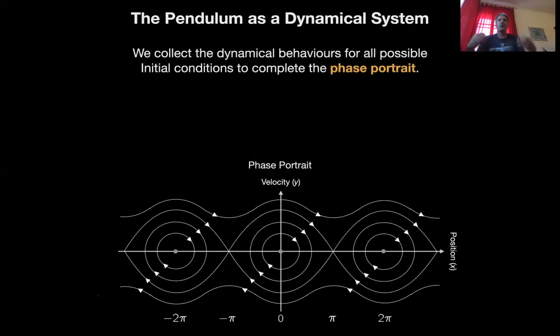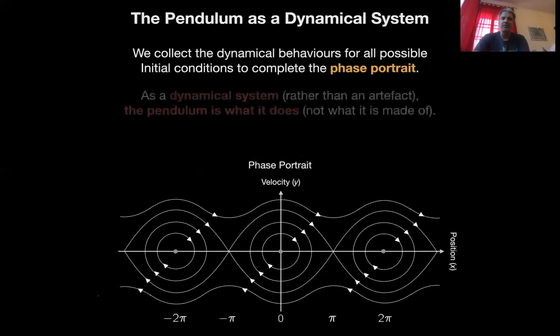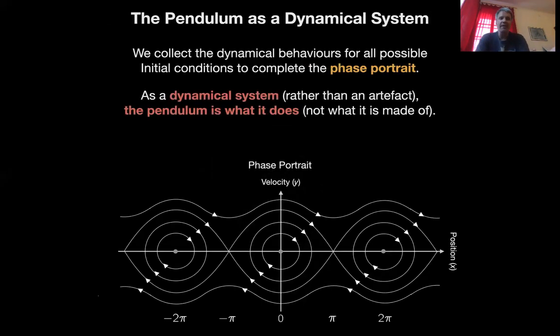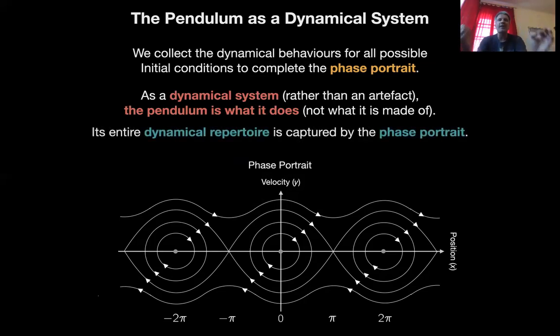So we've collected all the different behaviors, we've drawn the phase portrait, and just to repeat that, as a dynamical system, rather than an artifact, rather than the actual physical system, this is the formal system we're talking about here. The pendulum is what it does, not what it is made of. So this phase portrait is a representation of the system. It is no different from the system. Its entire dynamical repertoire is captured in the phase portrait.